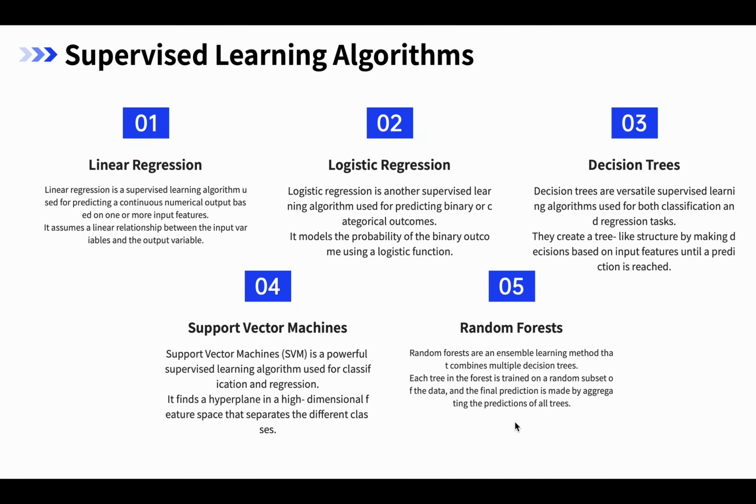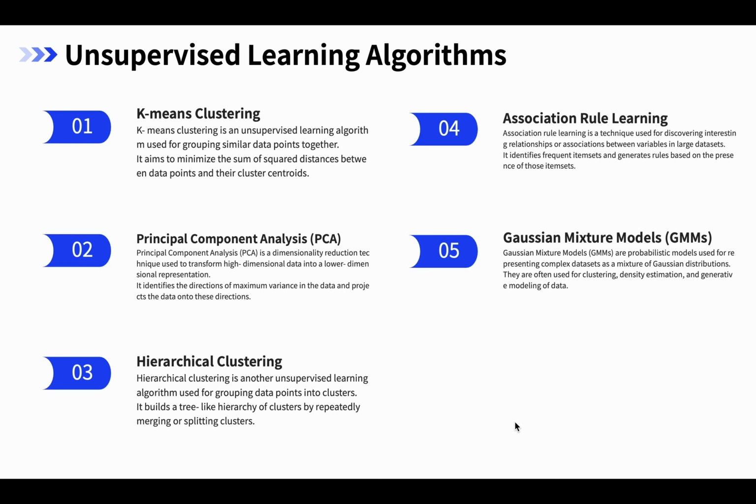So now some algorithms in Python. These are the 5 major supervised learning algorithms. So let me give you a brief. There are 3 types of algorithms that we have in Python: supervised learning, unsupervised learning, and deep learning. So we'll start with supervised learning algorithms. These are the ones you can see. First is linear regression, second logistic regression, third decision trees, fourth support vector machines, and fifth random forest. We'll learn about all of them in the coming videos.